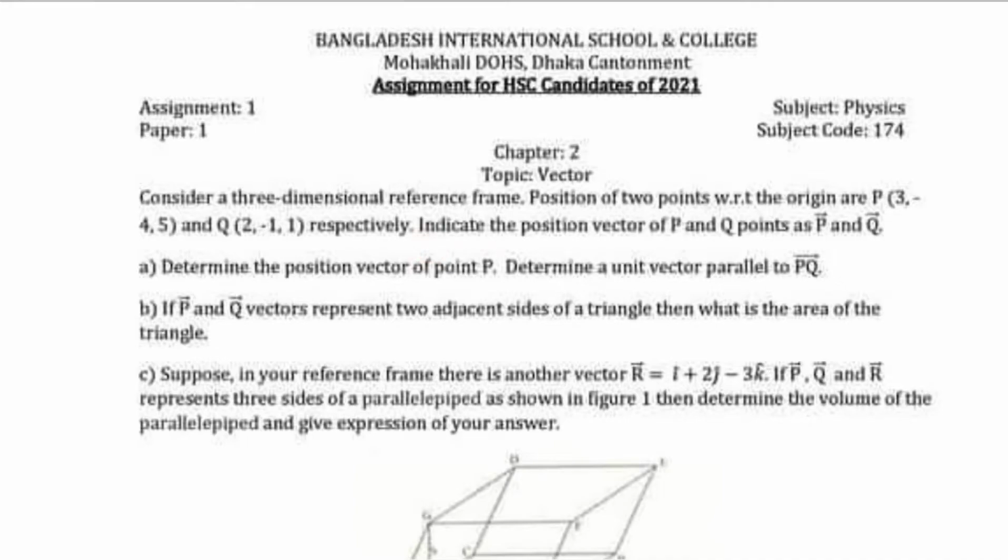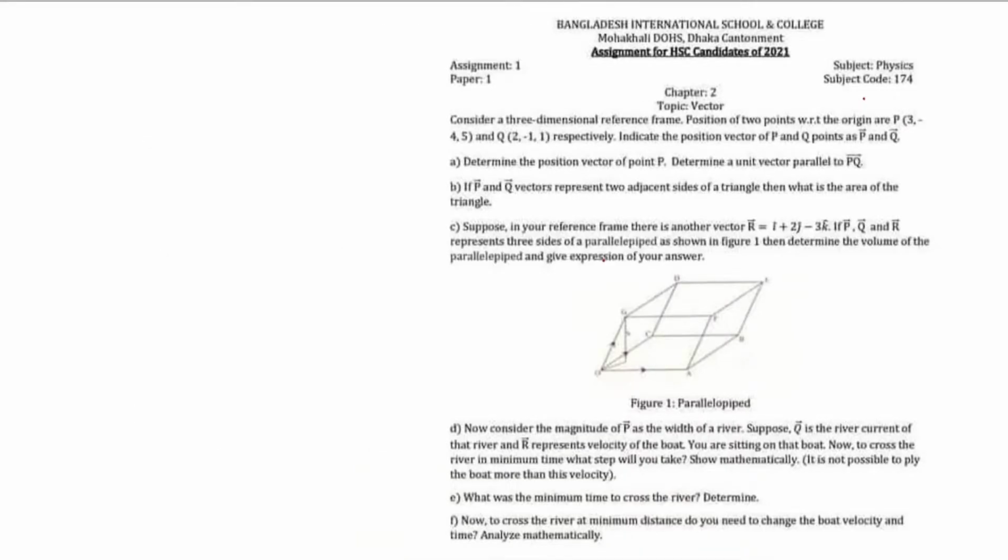Now in the first question it has said that I have to determine the position vector of point P and a unit vector parallel to PQ. So if we look at it carefully, then we can see that we have to draw a figure. It has been said that I have to determine the unit vector of PQ.